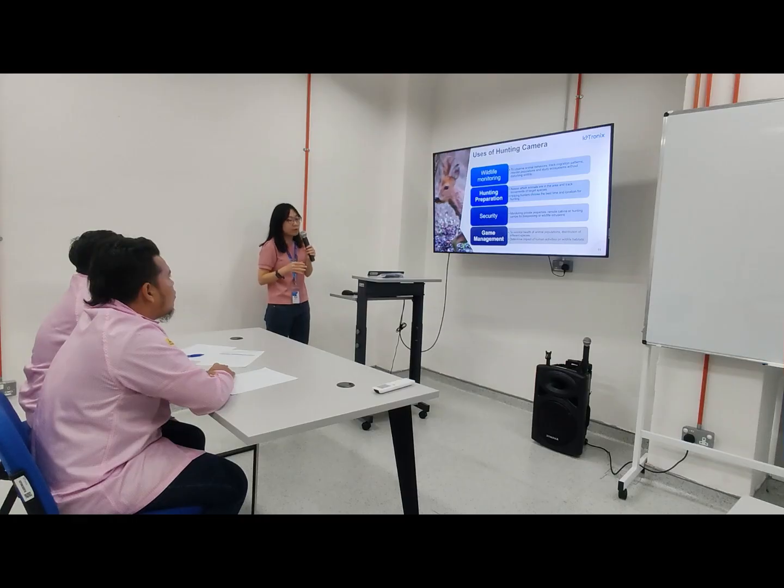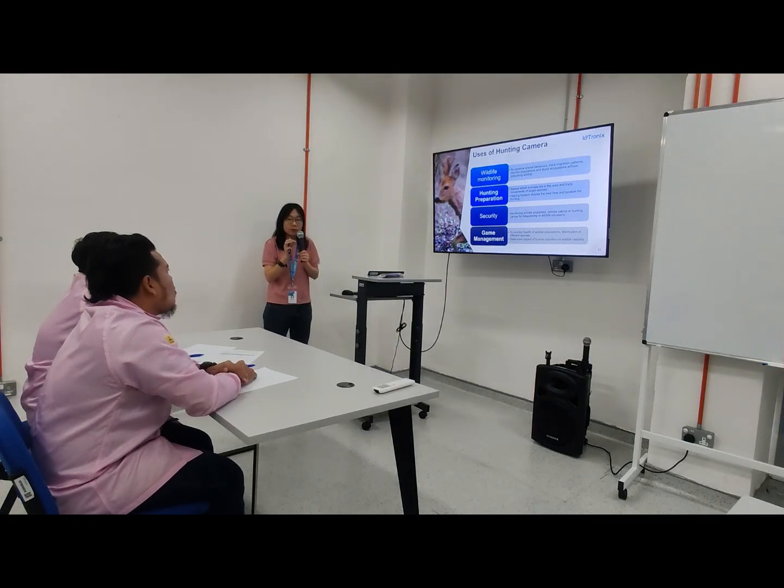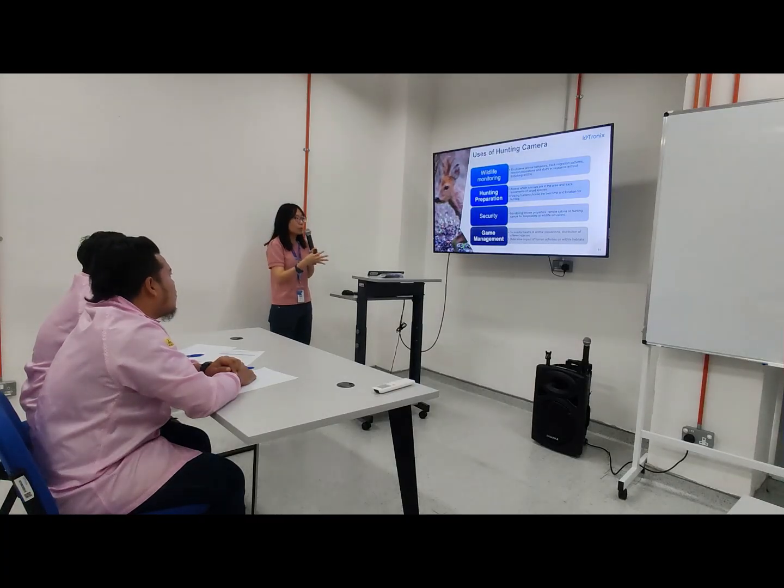Next is hunting preparation. This is what hunters use to assess which animals are in that area, and then we track the movement of the target species, and it will help the hunter choose the best time and the best location for hunting. And then we have the security function as well. The camera can be used to monitor our private properties, for example remote cabins or the hunting camp for the hunter, and also wildlife intrusion.